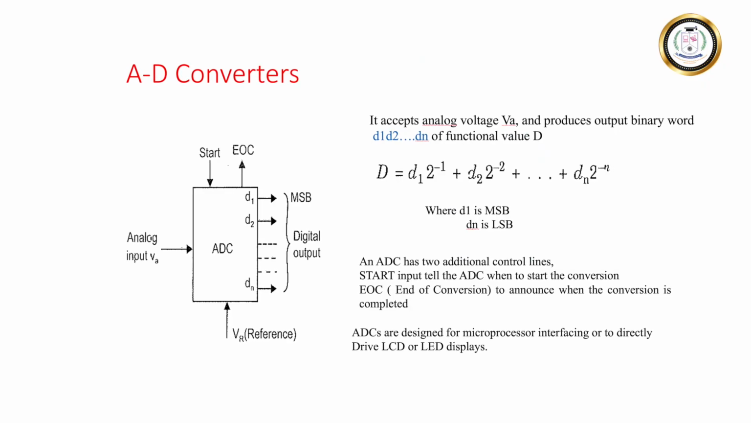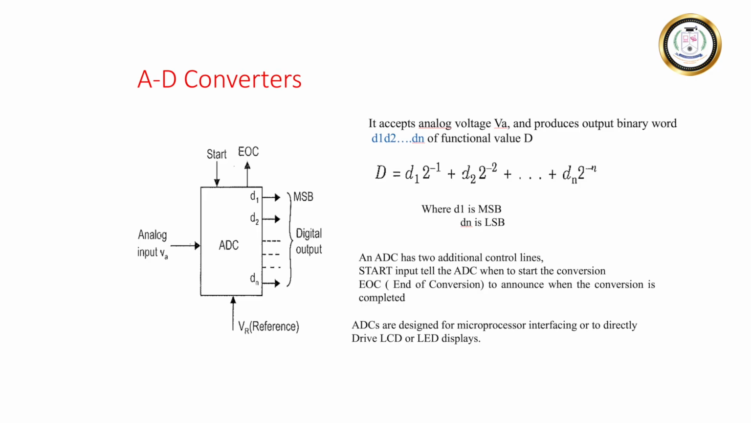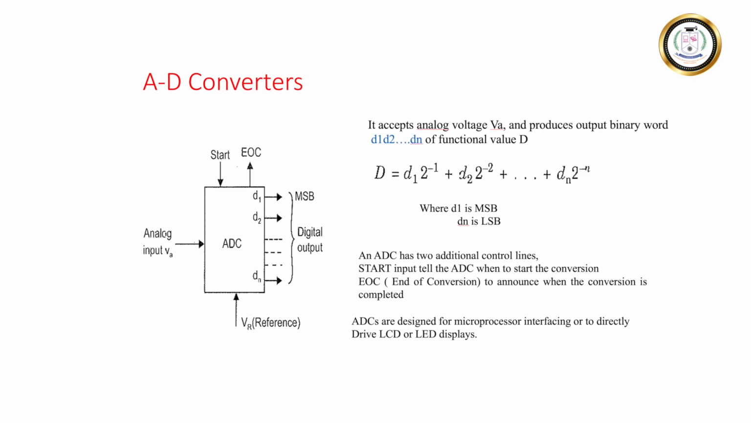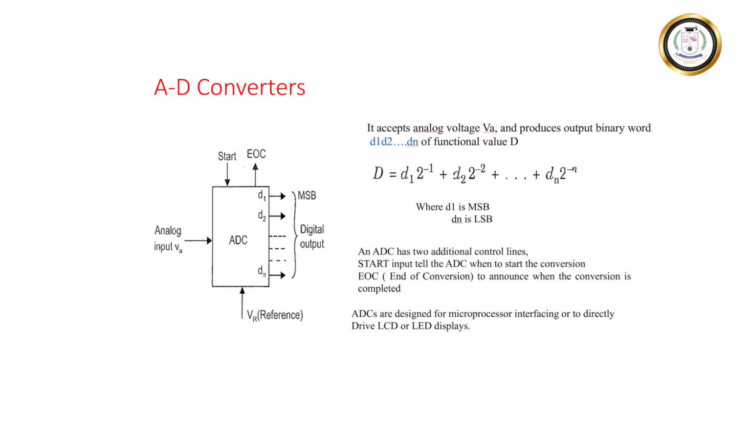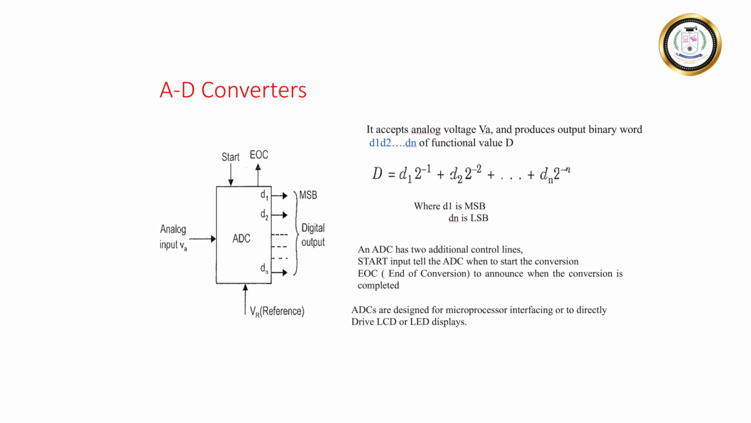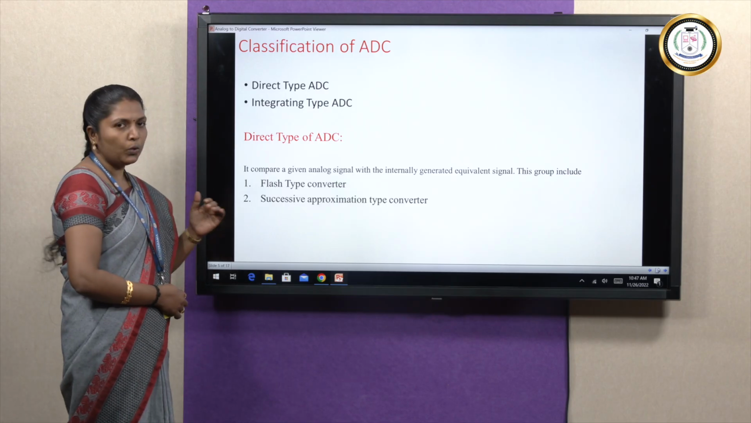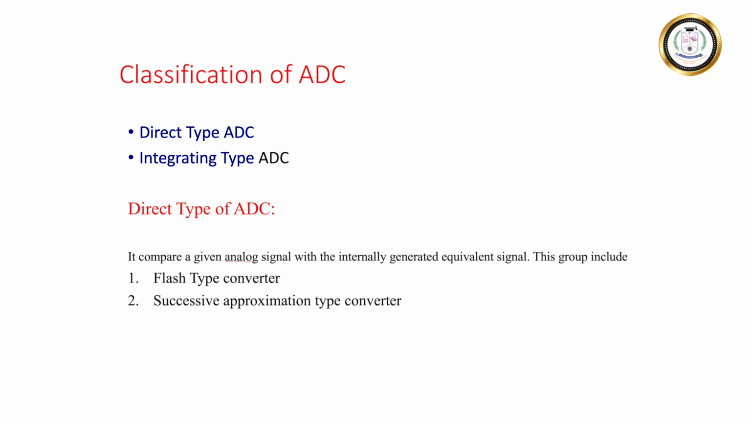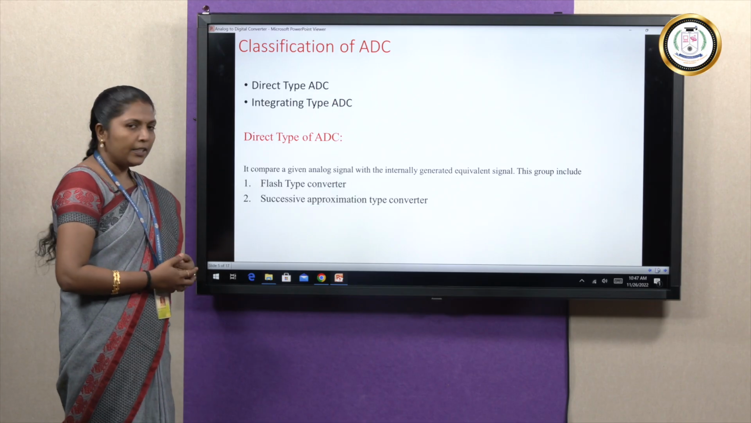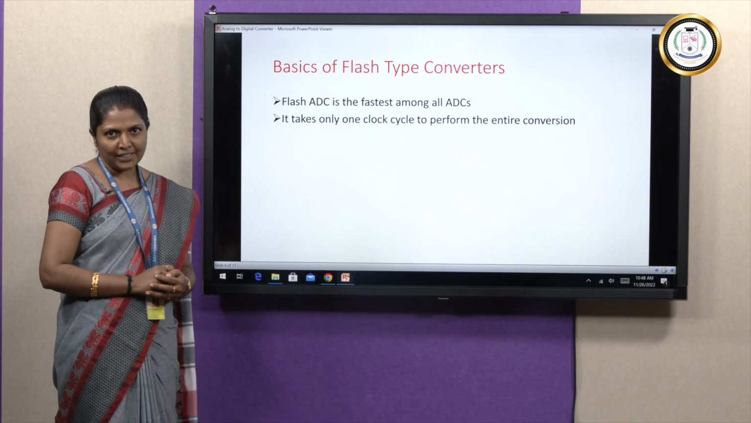The digital signal obtained from our analog signal is equivalent to D = D1 2^-1 + D2 2^-2 + and so on, plus Dn 2^-n, where D1 is the MSB and Dn is the LSB. When you come to the classification of ADC, there are two types, direct type ADC and integrated type ADC. In direct type ADC, there are two types, flash type converter and successive approximation type converter. In today's session, we will be seeing the flash type converter.